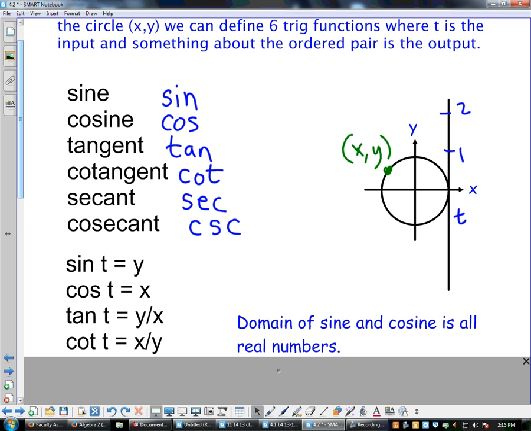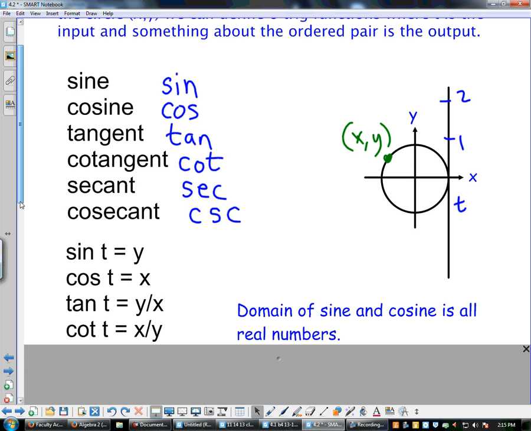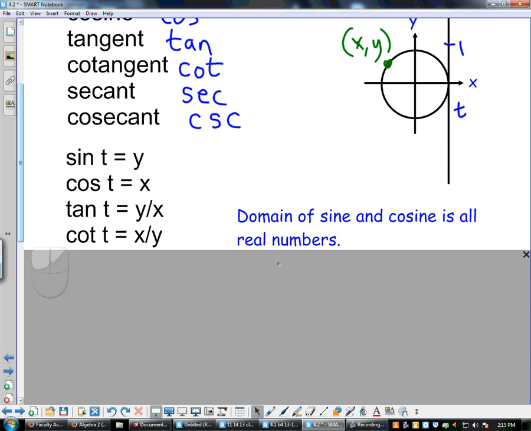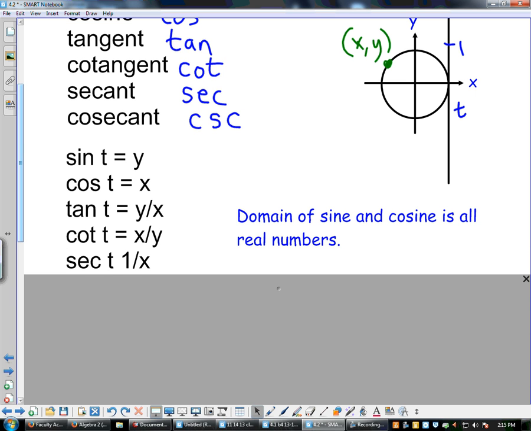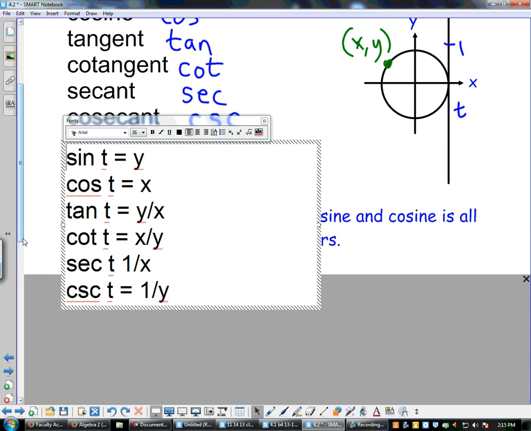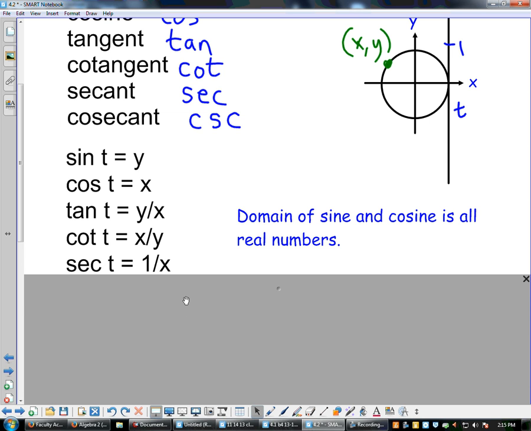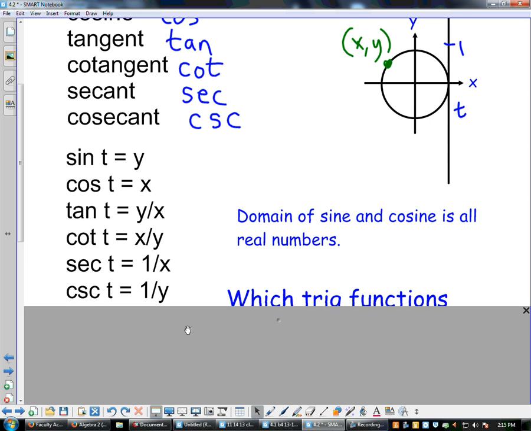The cotangent of a real number t is going to be the x divided by the y. The secant of t is equal to the reciprocal of the x, so 1 over x. And the cosecant of t is equal to the reciprocal of y. So cosecant of t is 1 over whatever the y coordinate was.